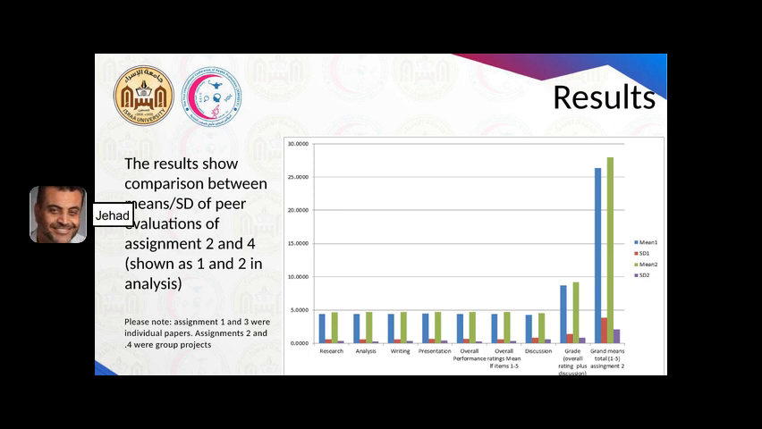Here, let's talk a little bit about actual numbers and means and standard deviations. As you can see here, the blue bars represent the mean of the scores in the first feedback. The green represent the means of scores in the second feedback. And as you can see, the results are showing the comparison between the two means and standard deviation of the peer feedback or peer evaluations between assignments 2 and 4, or here shown as mean 1 and 2, as I mentioned before. Those are the same thing.